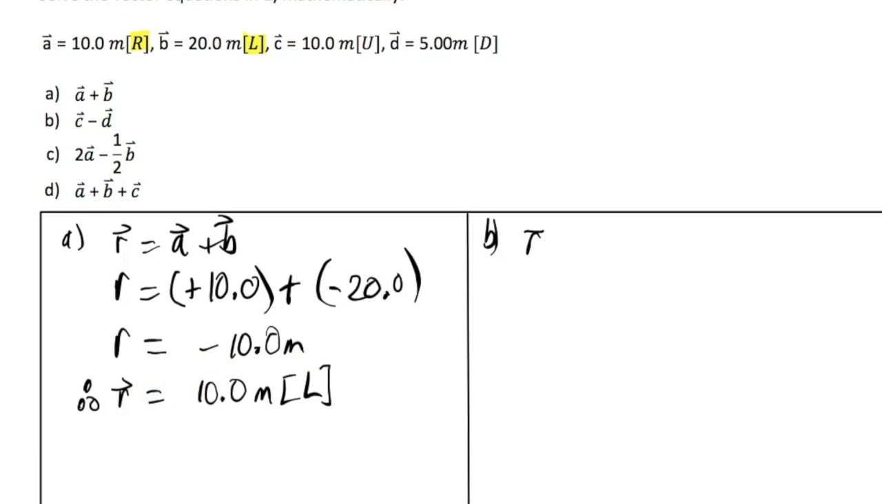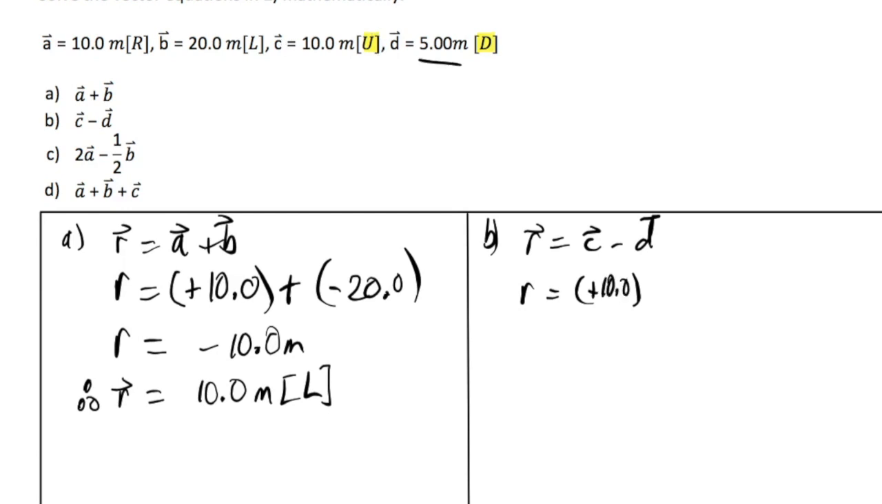Part B, the resultant of vector C minus vector D. Vector C and vector D are both collinear to each other. Vector C is up, vector D is down, so they're both on the y-axis. That means, again, we can just use positives and negatives to represent their direction. So let's take a look at vector C. Vector C is 10 meters up. That makes it positive 10.0.